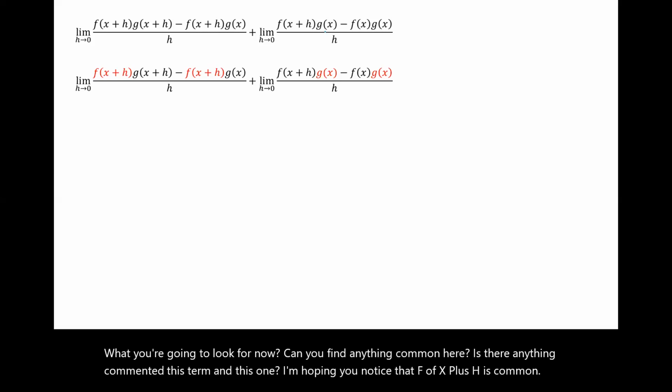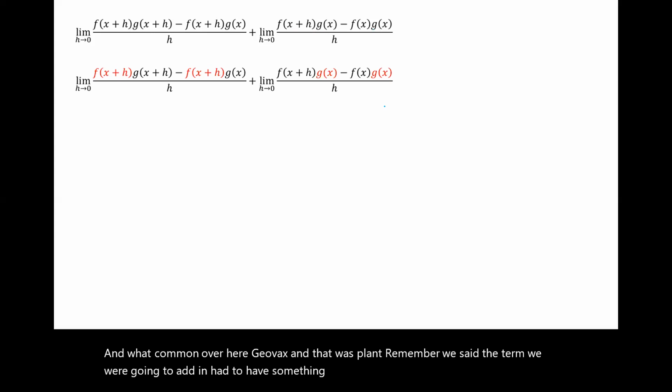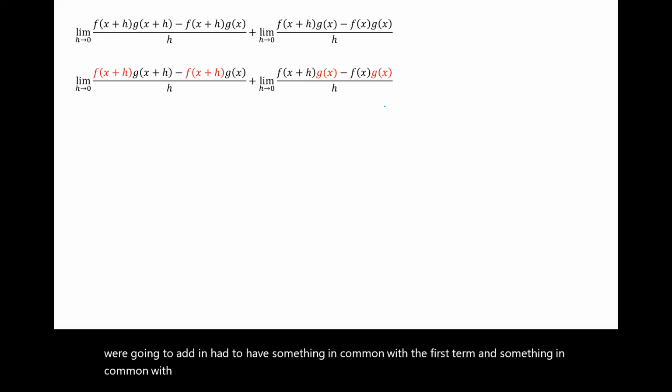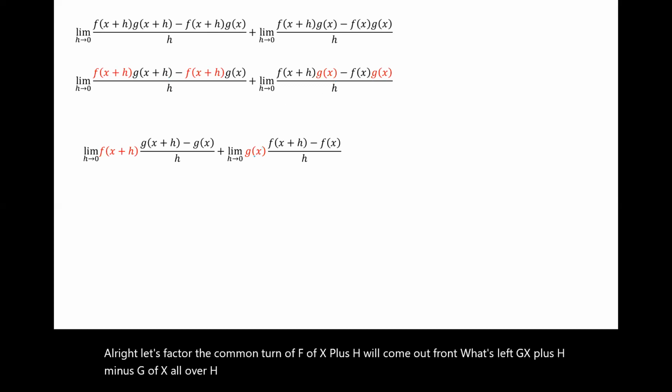And what's common over here? G of x. And that was planned. Remember we said the term we were going to add in had to have something in common with the first term and something in common with the last one. So that's why we put in f of x plus h, g of x, just so this would happen. All right, let's factor. The common term of f of x plus h will come out front. What's left? G of x plus h minus g of x all over h. This one, the common term is g of x. What's left? F of x plus h minus f of x all over h.